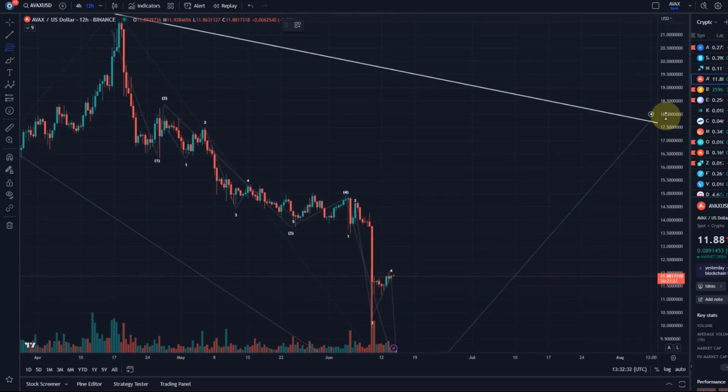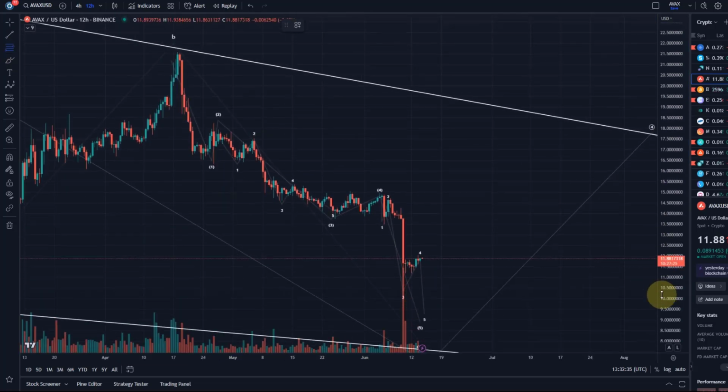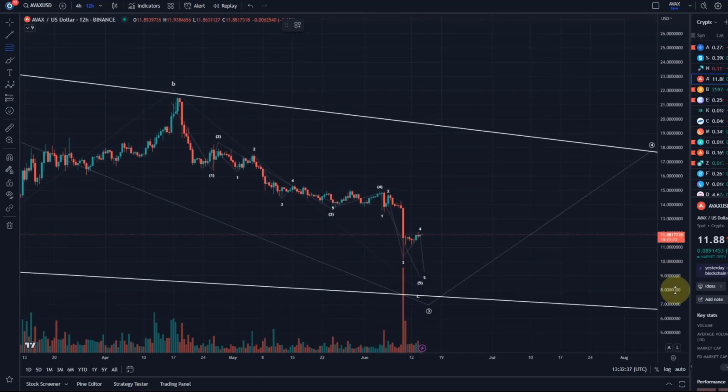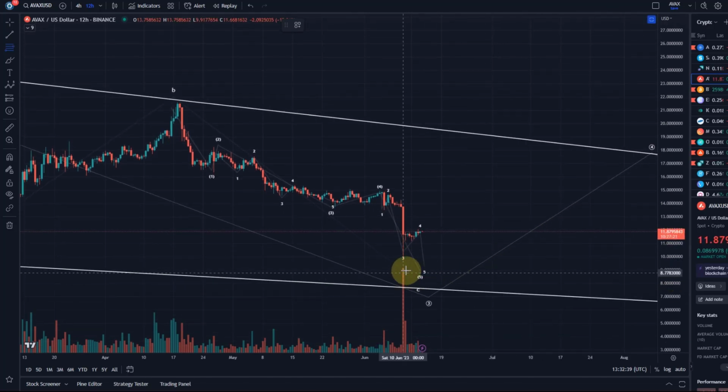And looking at resistances again on the micro level, you can also see here nicely where the sell-off started, which was at this price, around about $14. If price gets above that, then possibly a more substantial low is in, but then it could just be a larger wave 4 recovery here.